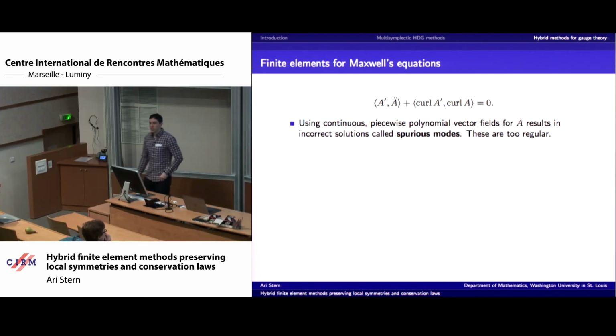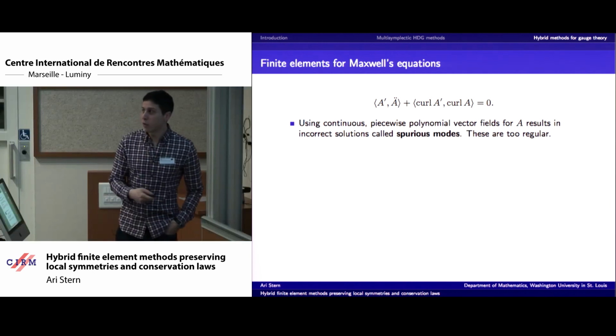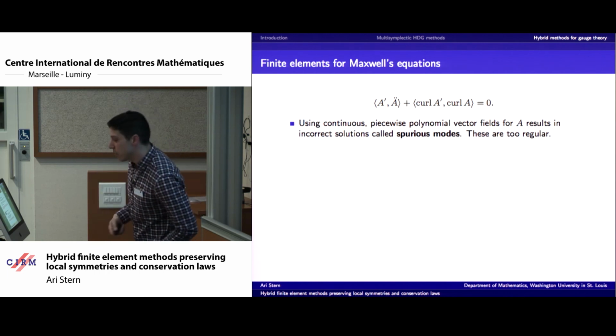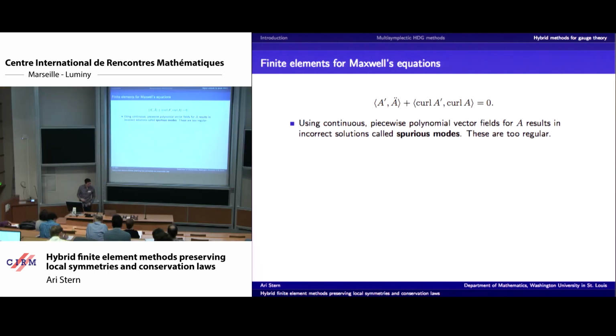All right, so how do you do finite element discretization of Maxwell's equations? Well, again, we would start with this weak or variational form of the problem. It turns out you have to be careful about what space you choose A from. If you were to use continuous piecewise polynomial vector fields for A, you'd actually get incorrect solutions called spurious modes. Basically this discrete curl-curl operator would have its spectrum completely wrong. The eigenvalues would include some things that are not true eigenvalues. It will actually converge to the wrong thing. It's inconsistent.